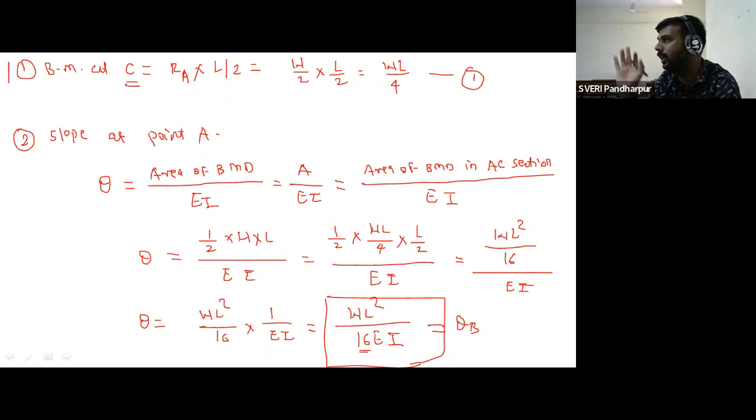So this is theta A is equal to theta B. Now for theta B, taking this triangle, will anything change in WL square divided by 16 EI? It will again be 1/2 into H into L, WL by 4 into L by 2. Will anything change? No. So directly I can write theta A is equal to theta B. So this is the slope.